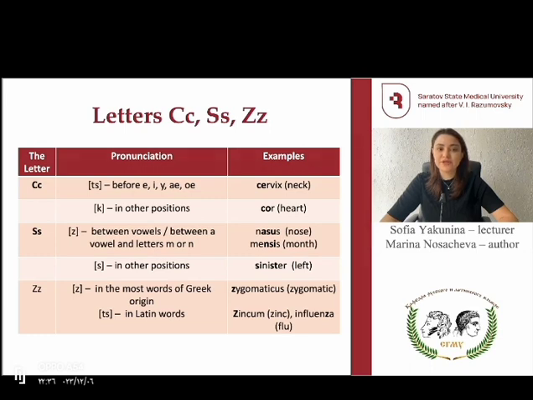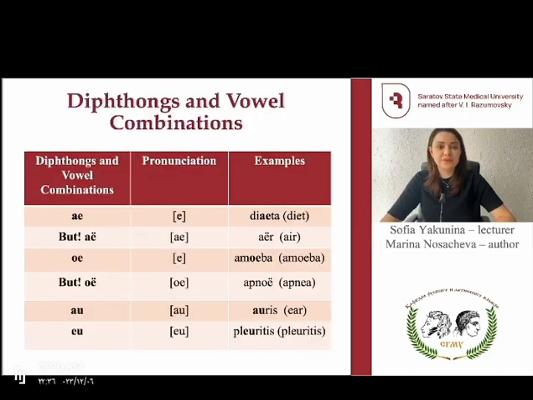Then the letter Z is pronounced as Z in Greek words like zygomaticus and as C in the Latin words like zincum or influenza. Two vowels following each other and pronounced as a vowel combination in one syllable are called diphthongs. In the Latin language, there are 4 diphthongs. AE is pronounced as in dieta. OE is originally pronounced as in its own way, but now it may be pronounced as E. For example, the word esophagus can be pronounced also like esophagus. Au is pronounced as au, as in English words town, sound, compound, and the Latin example is auris. Eu is pronounced as eu.